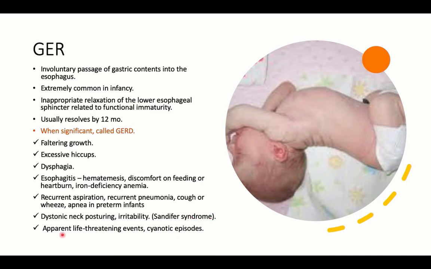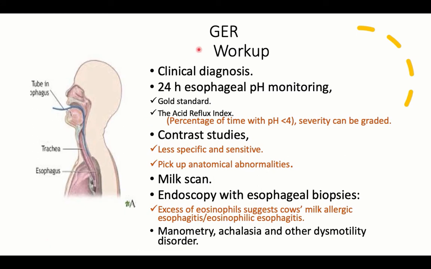Another presentation is apparent life-threatening events. Okay, when we have recurrent cyanotic episodes, a child can be cyanosed and completely limp, even losing consciousness. So it's called apparent life-threatening events related to reflux events. Usually, GERD is a clinical diagnosis, okay, by taking history and examination.